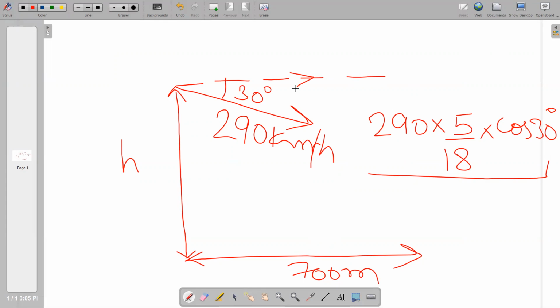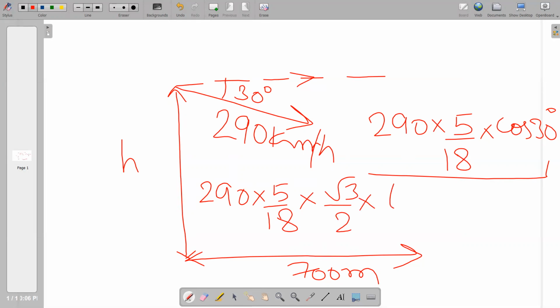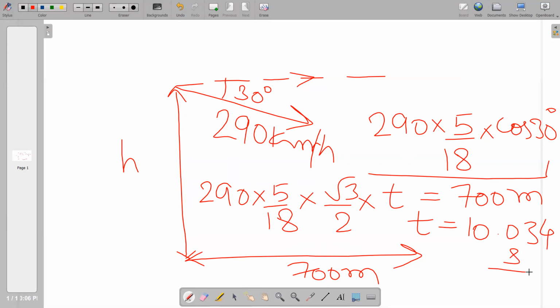So our equation becomes 290 into 5 by 18 into cos 30, which is root 3 by 2, times t, which is equal to 700. If you simplify this, you'll get t as 10.034 seconds. This answers the first part.